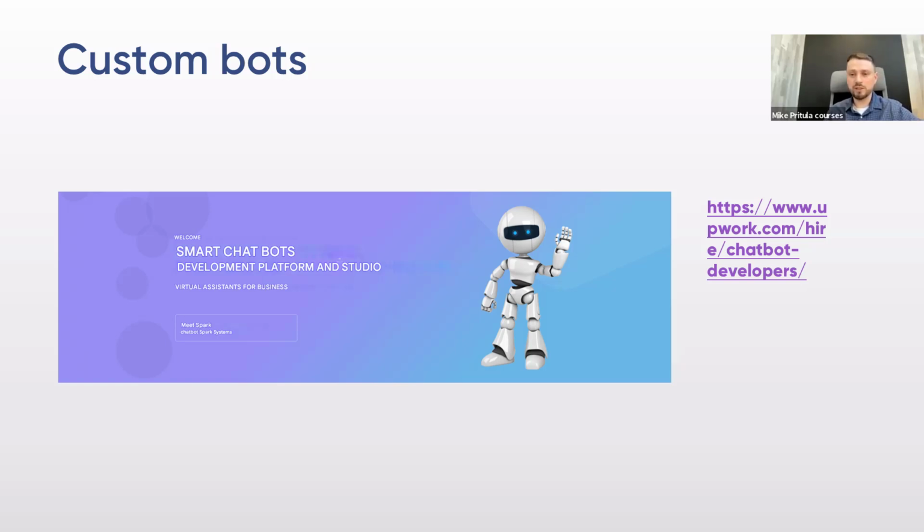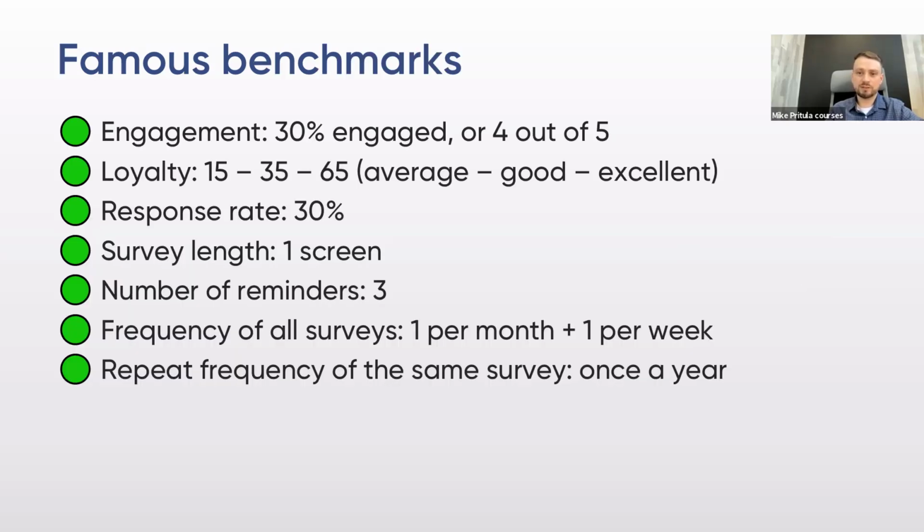In surveys, you always want something to compare, something to look at. What can be said about the market? Engagement: it's known worldwide that 30% of people are engaged. Loyalty or NPS: a good result starts from 15, and 35 is really very good. How many people fill out questionnaires? On average, worldwide, it's about 30%.